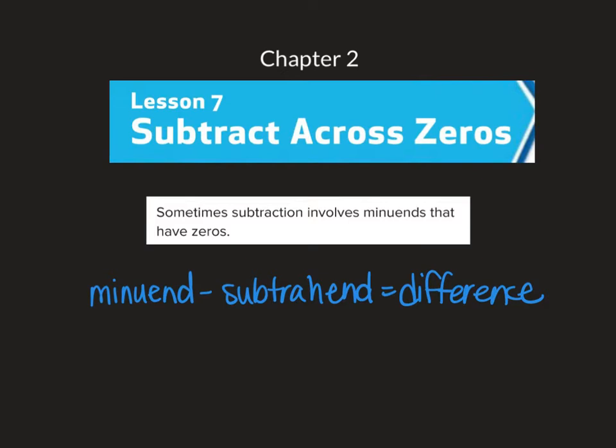Today we're going to be talking about subtracting across zeros. What we're going to look at today is sometimes the subtraction involves minuends, remember, that's the first number in a subtraction sentence, that have zeros. So let's jump right in.